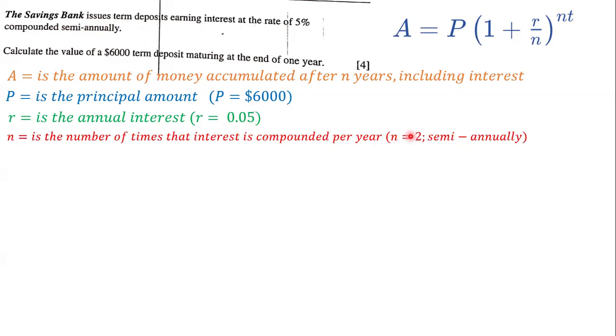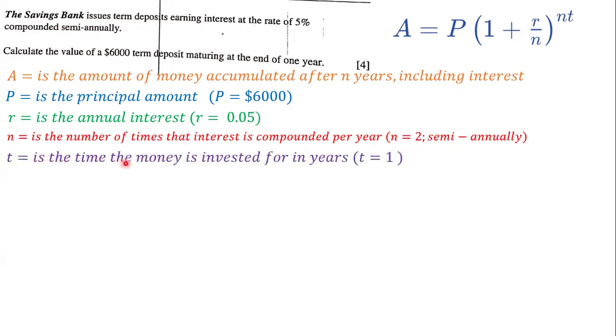So N is 2. Next, we have T. T is the time the money is invested for in years. And it says to calculate the value of a 6,000 term deposit maturing at the end of 1 year. So T in this case is equal to 1. So P is equal to 6,000, R is equal to 0.05, N is equal to 2, and T is equal to 1.